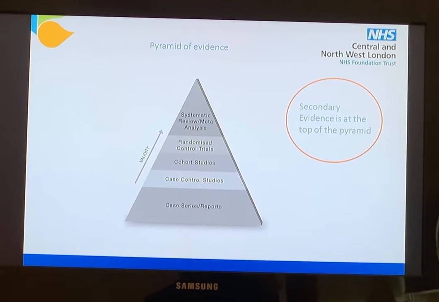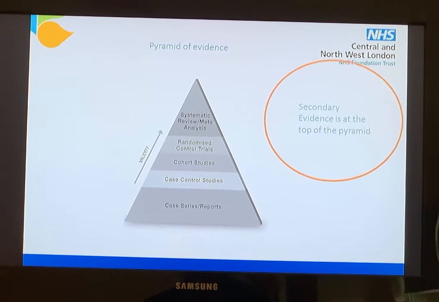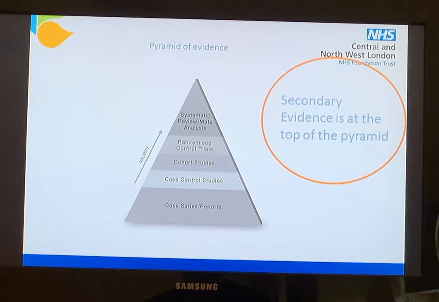Even though a case report may be at the bottom of the pyramid of evidence for quantitative studies, it still has value in that if we come across a new disease, whether it's Ebola, coronavirus, or something rare, a case report may essentially lead to a case series, which you need before you can get to randomized control trials and eventually a systematic review of best evidence. If you just remember, secondary evidence is at the top of the pyramid.